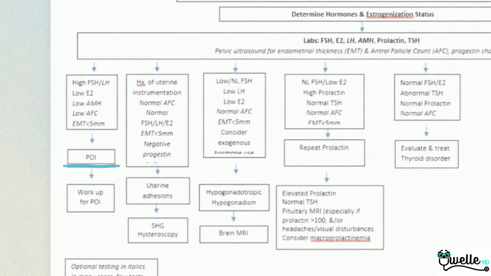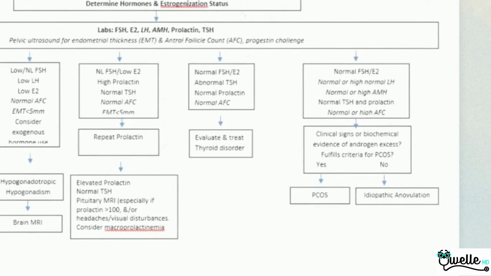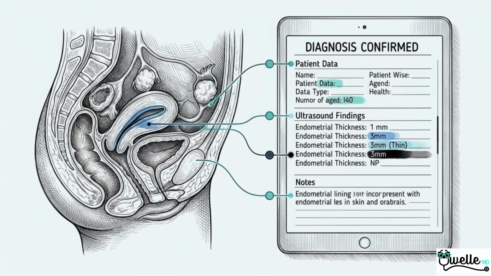A thin endometrium with high FSH points to primary ovarian insufficiency. A thin endometrium with normal hormones suggests uterine adhesions like Asherman syndrome, and normal or high antral follicle counts confirm PCOS. Using ultrasound to measure endometrial thickness alongside core hormone levels yields an accurate diagnosis rapidly, bypassing drawn-out historic methods.